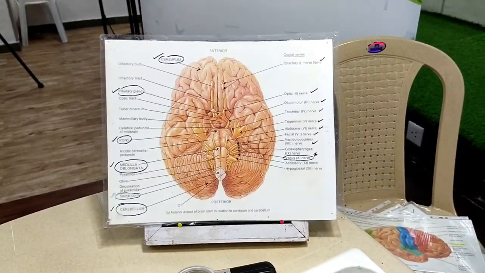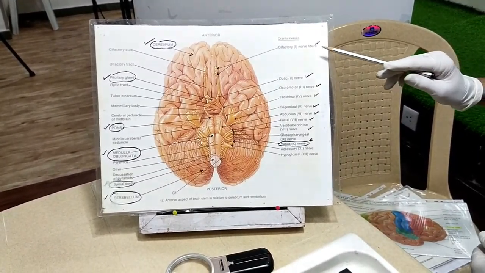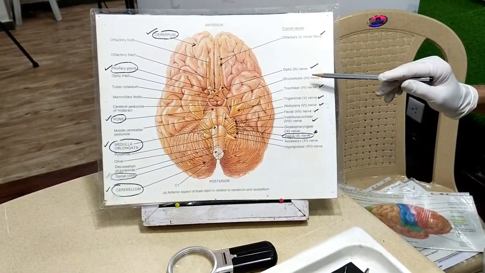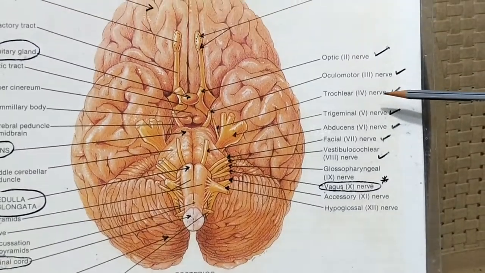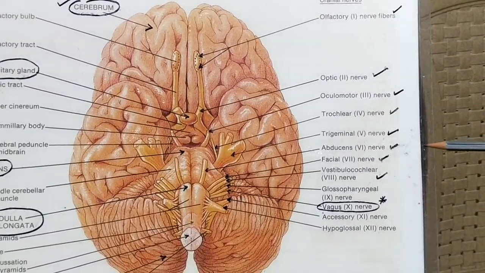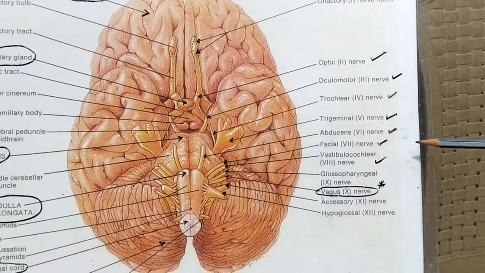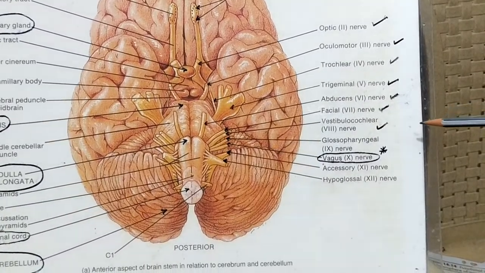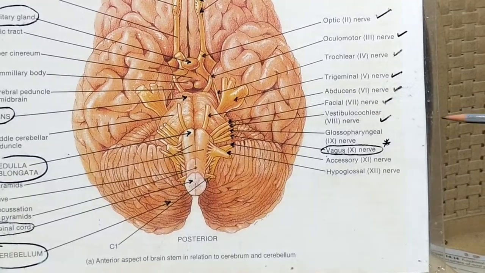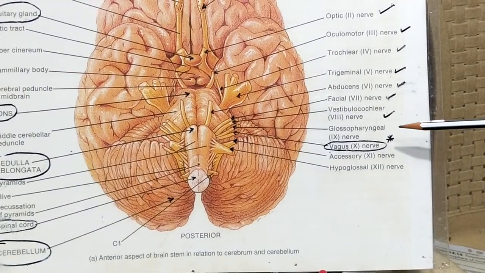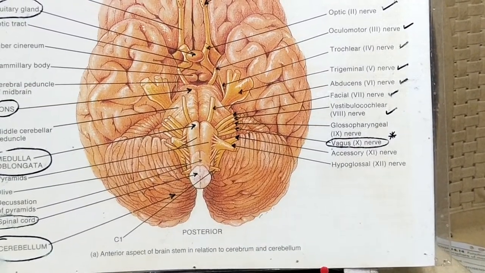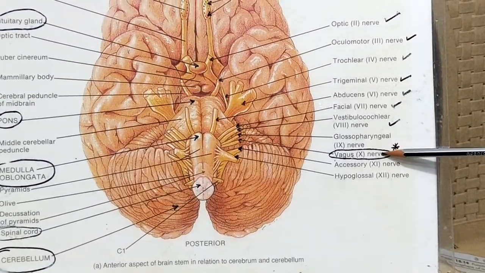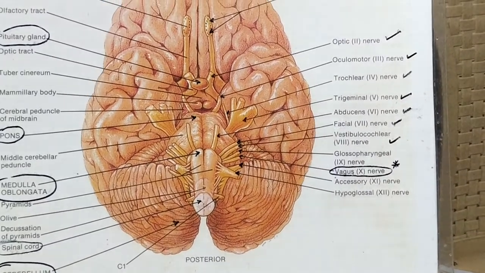after me. All of you say: olfactory, optic, oculomotor, trochlear, trigeminal, abducens, facial, vestibulocochlear, glossopharyngeal, vagus, accessory, hypoglossal.